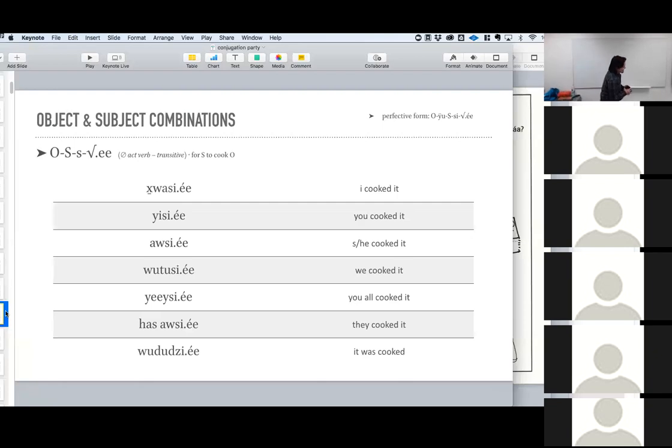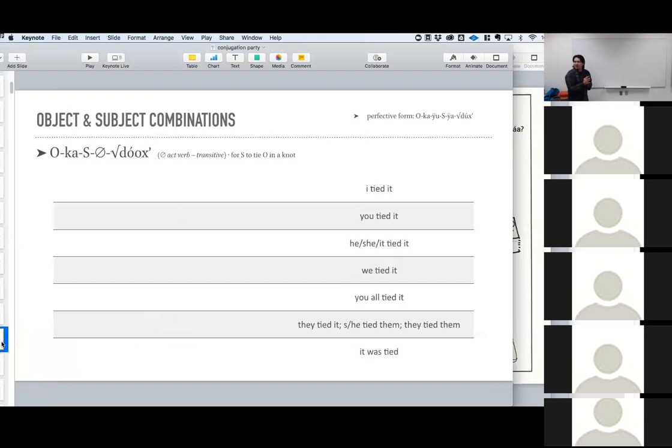Right? Yeah. So like, cha, yeah, right? Chwacha, I ate it. Yicha, you ate it. Awacha, he or she ate it. Watuacha, we ate it. Yicha, y'all ate it. Hasawacha, they ate it. Waduacha, it was eaten. Gusu, ach, tlinuksakatli. Where are my cookies? My sweet crackers. Ha! Waduacha! Well, they have been eaten, right? Okay. So it's a lot of information, but once we just start looking at the patterns, it just makes sense. It kind of falls into place.